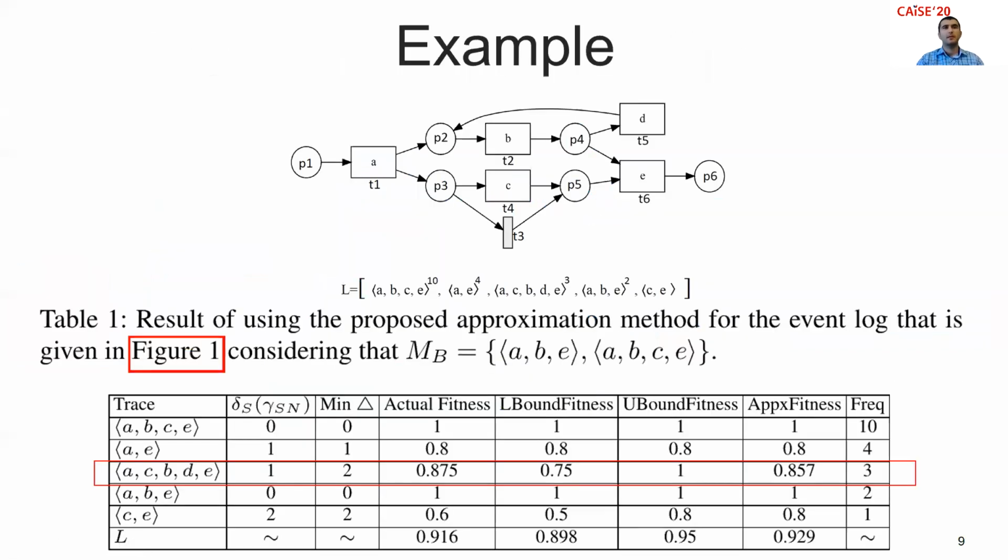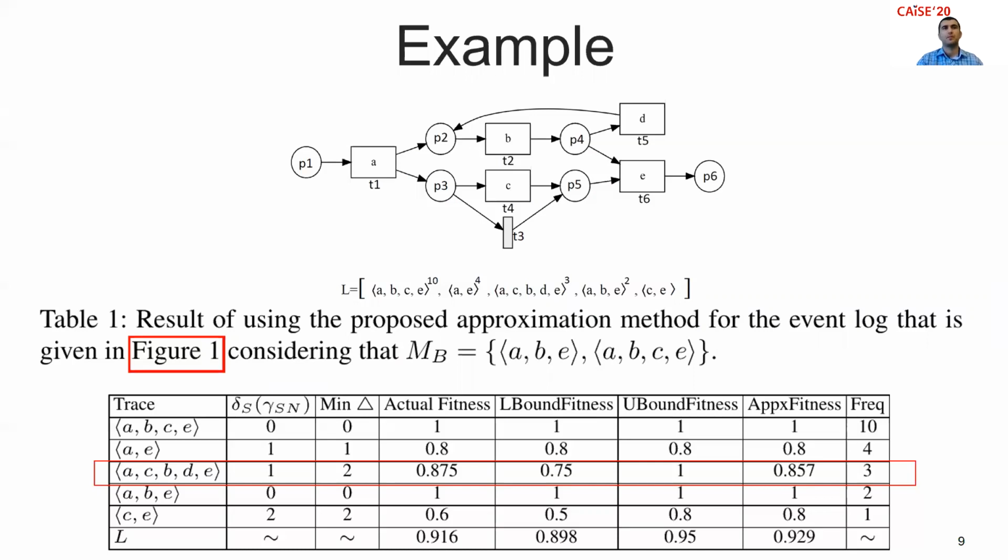To give an example, in this slide, we are able to approximate the conformance value for our example event log and the process model. Suppose that MB is ABE and ABCE, which could be simply generated by computing the alignment of the first two frequent trace variants. We can compute the bounds and the approximation for different traces, and you can see it in this table.